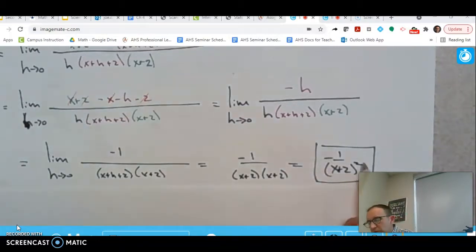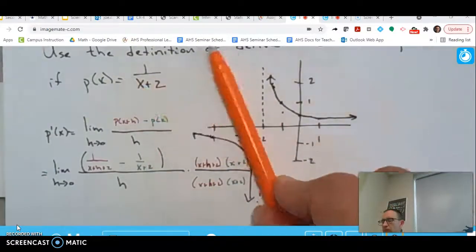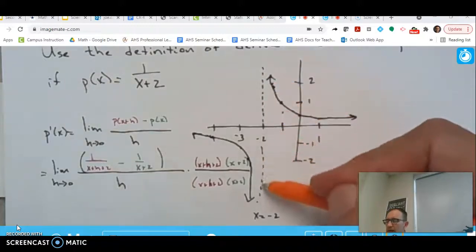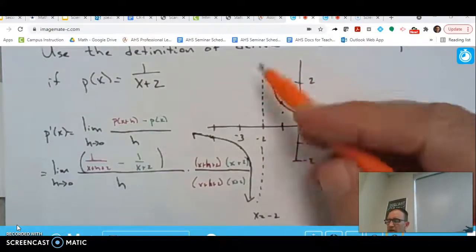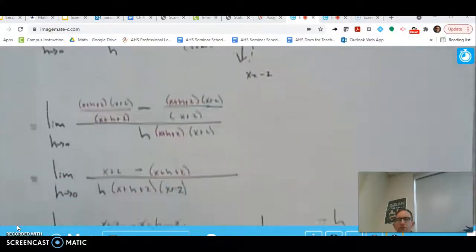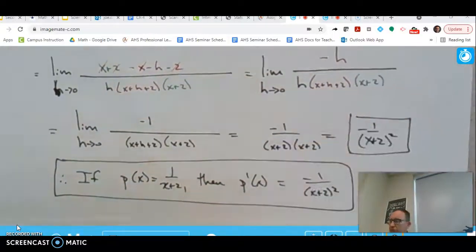No matter what we put in for x, as long as it's not equal to negative 2, we're going to get a negative number out. And that's what we noted about the graph here. We wanted the slope of the tangent line to always be a negative number. Notice also we don't have a slope. It's not differentiable at x equals negative 2 because it's not continuous there. So this is a realistic answer for our derivative. So if the function is 1 over x plus 2, its derivative will be negative 1 over x plus 2, the quantity squared, or the way that we would find the slope of the tangent line.